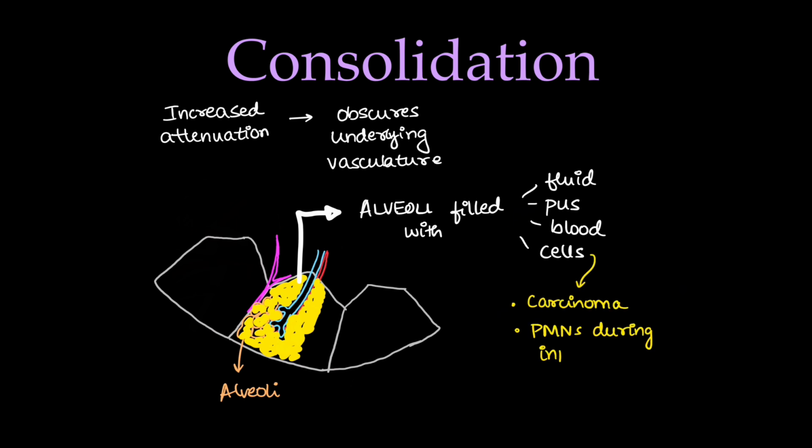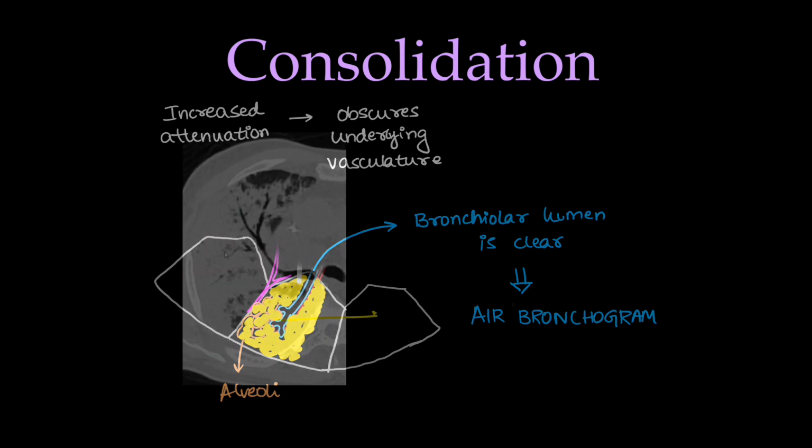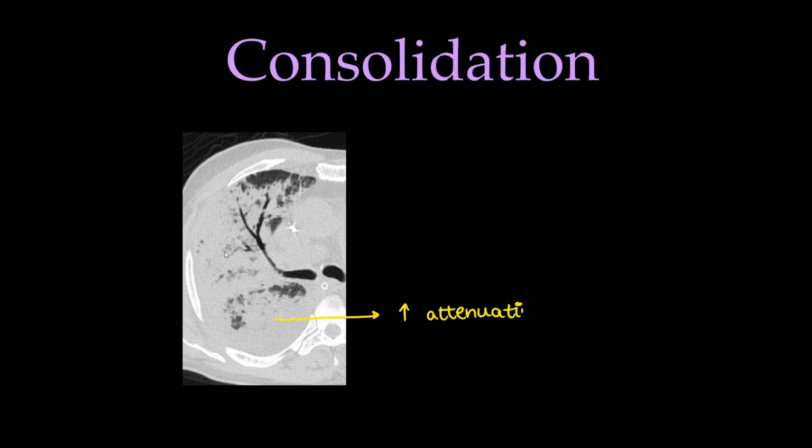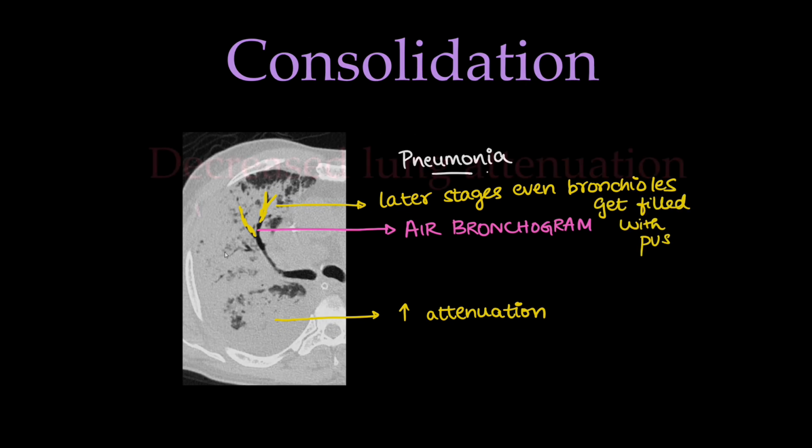Now this will obscure the vascular markings, but the bronchiole is seen through the opacity. So this is itself known as the air bronchogram. So what is the definition of air bronchogram? Here we can see this is consolidation where vascular markings are not seen, but air bronchogram is seen. This was a case of pneumonia where we can see the patent bronchioles, and in later stages even they get filled with the contents, and those are also obscured.